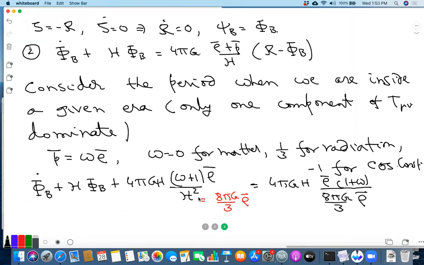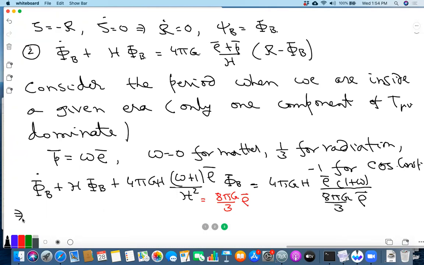Is this clear so far? So there is a phi b here. What I did was bring this on the other side and then use this equation of state p bar equal to w rho bar. So write it as w plus 1 times rho bar. And then here I know the expression for h squared, which is a simple expression. So I multiplied by h on the top and h on the bottom. So h squared I replace by 8 pi g over 3 times rho bar.